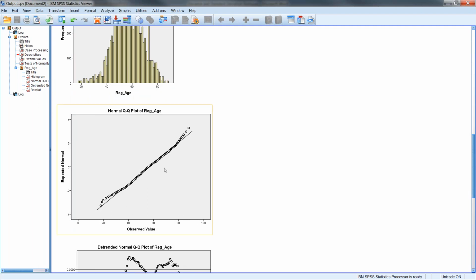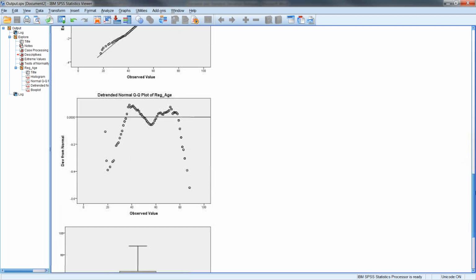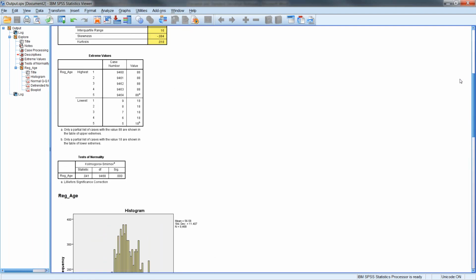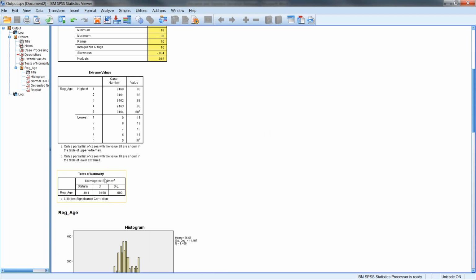There's also this normal QQ plot. If your data points are lined up on this diagonal here, you're looking pretty good for a normal distribution. Also, if you look, this Kolmogorov-Smirnov test, or there's also a Shapiro-Wilk test. Don't trust them too much when you get to have about 50 or so more data points, because they're very sensitive to large sample size.